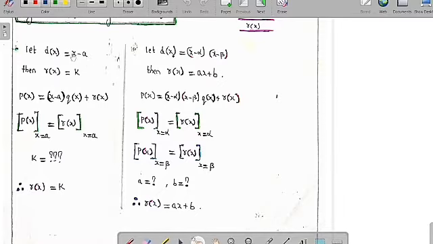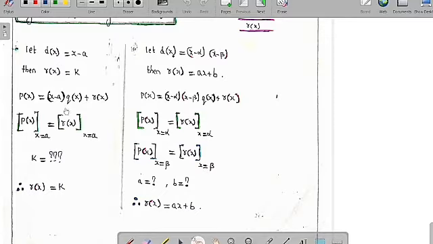As I already told you, the power of the remainder r of x should always be less than that of d of x. This power is 1, so the power of r of x should be 0. Means x to the power of 0, so there has to be some constant k. So here d of x is equal to x minus a, which means r of x has to be equal to k. Now I have already told you p of x is equal to d of x into q of x plus r of x.